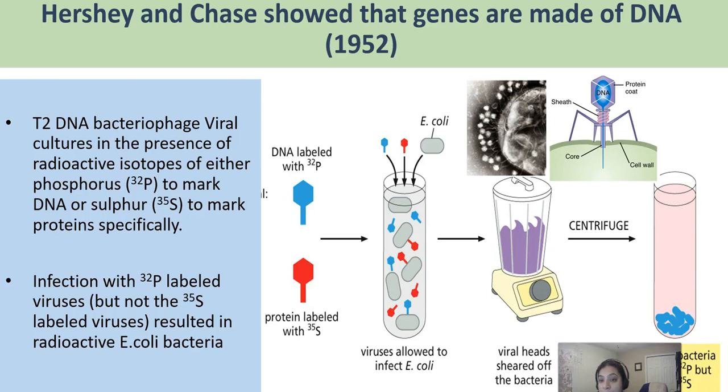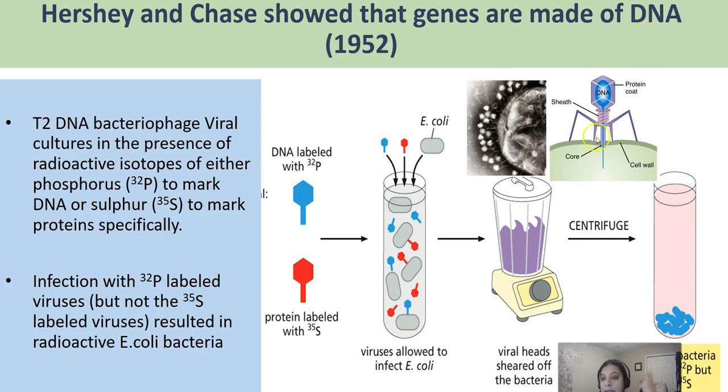And they were allowed to infect E. coli. Once they had infected the E. coli, and here you can see an electron micrograph where you can see the bacterium, and then you can see all the viruses that are bound to it. The viral heads are visible in this. So these viral heads were then sheared off the bacteria so that there was no body of the virus left behind on the bacteria. Only the DNA, or only whatever went inside the bacteria to infect the bacterium, is present at this time and nothing else.